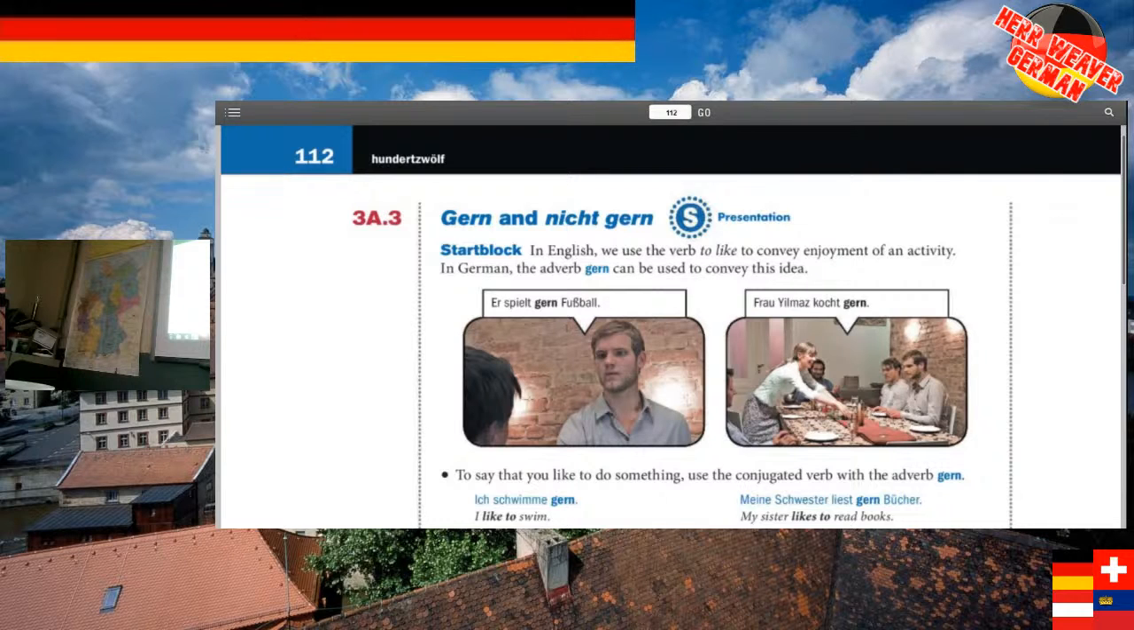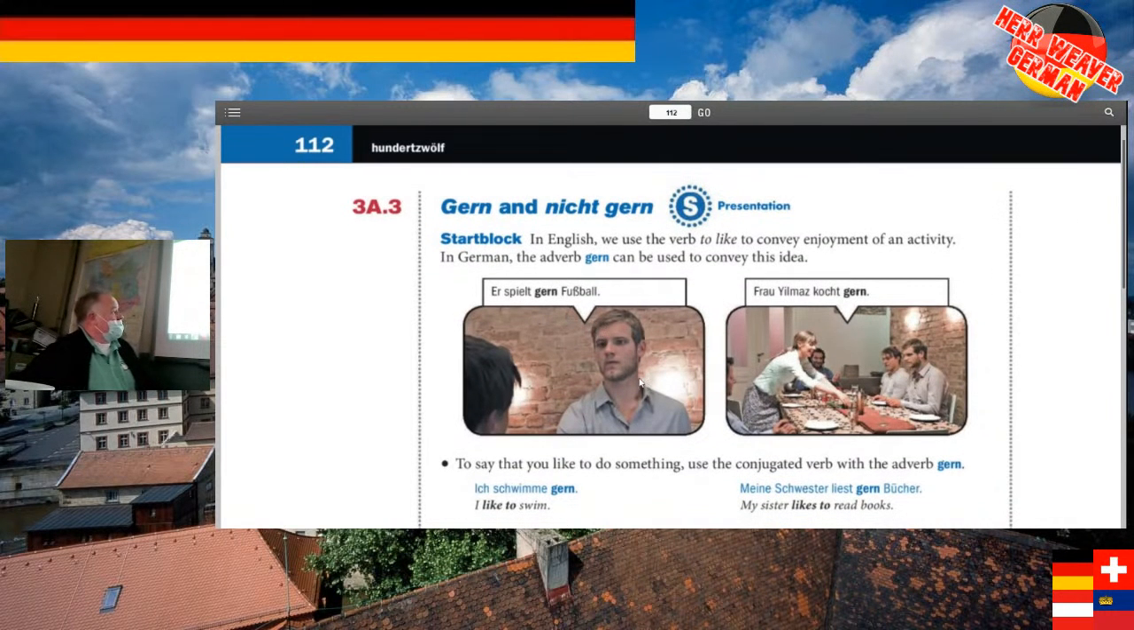Don't let anything go in between them. Other than that, though, gern and nicht gern kind of float around a little bit. They go at the end or after the verb. No big deal. I'm pretty flexible with it, and so are German speakers. So here, if you can read that, he's talking about his brother, Hans. He says, spielt gern Fußball.